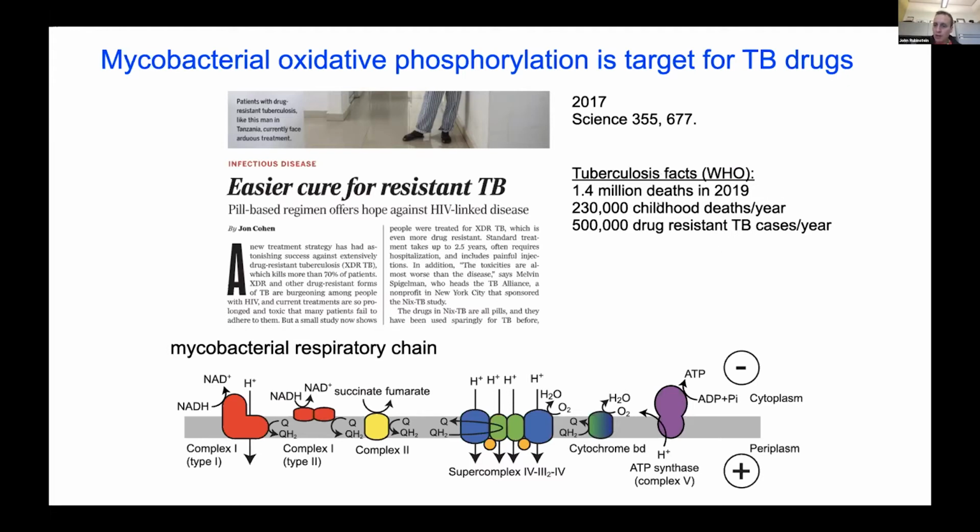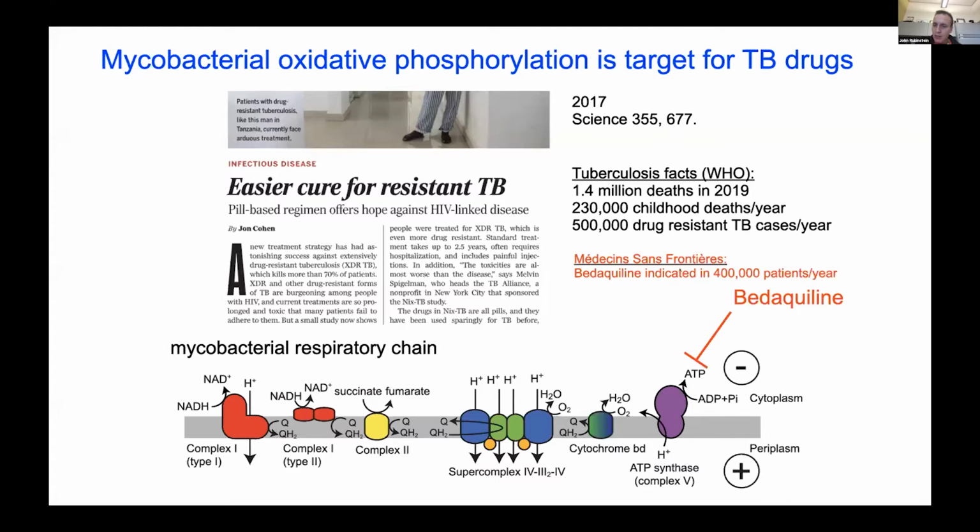Tuberculosis, before the COVID-19 pandemic, was the leading cause of death by infectious disease worldwide, killing 1.4 million people in 2019. And even more worryingly, drug resistance is increasing in TB. The drug that had been identified in 2005 and approved in 2012 was bedaquiline, a mycobacterial ATP synthase inhibitor. Bedaquiline was the first new TB drug in almost 50 years. And since it was approved in 2012, there has been one new additional approved TB drug, but a few promising leads.